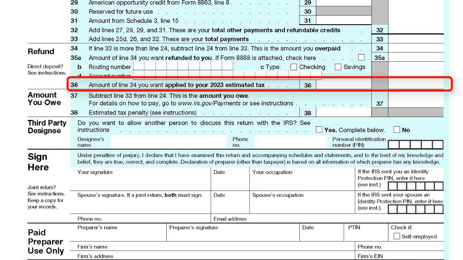That refund, or what you owe, looks at the total tax owed versus total payments, what John was just referencing. You can apply an overpayment if you paid in more tax than what you owed. You can apply that to the next year. A lot of folks like to do that so that it gets them ahead for the next year, so that they may not have to make that first estimated payment.